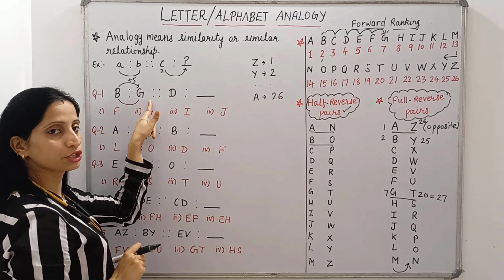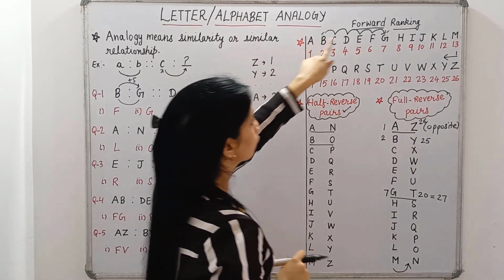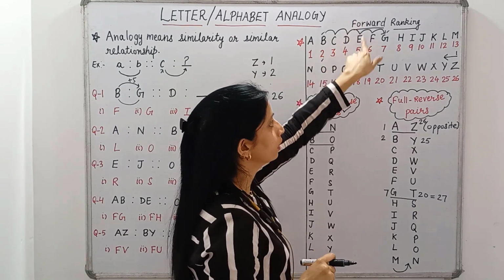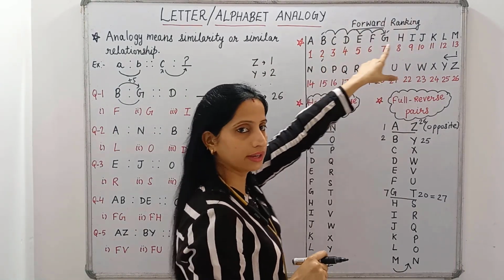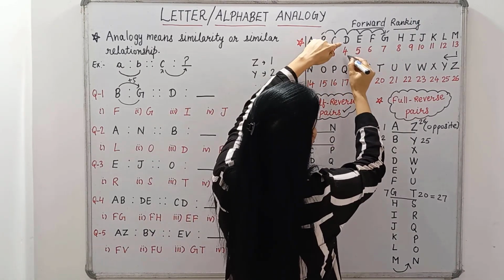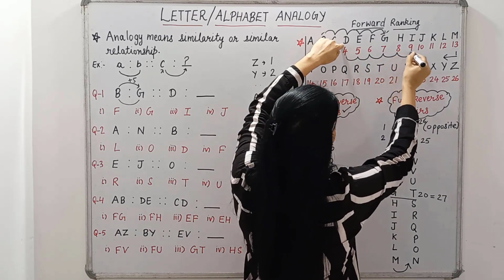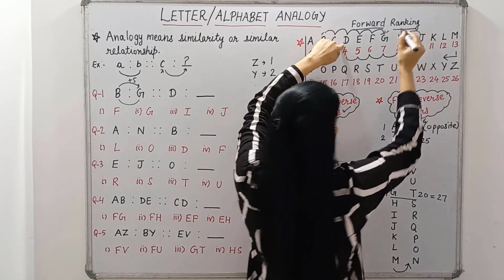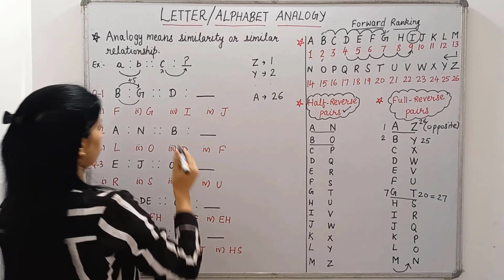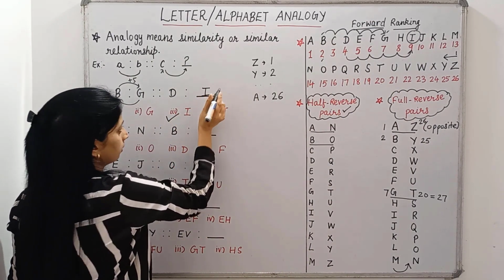Now the same relation we will apply in D to get this missing term. This means from D we will move 5 letters forward and then we will get our desired answer. So D to E, 1, 2, 3, 4 and 5. This means our answer will be I. So we will tick here and we will write I here.